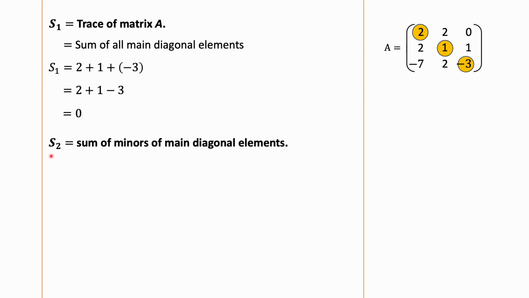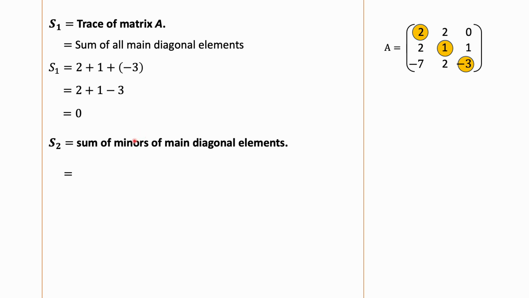Now, S2 is equal to the sum of minors of main diagonal elements. Because I have 3 elements here, the main diagonal elements, therefore for each element, if I get a minor, I will be getting 3 minors here. So if I add the values of all the 3 minors, I will get the S2. So first let me find the minor of each element.